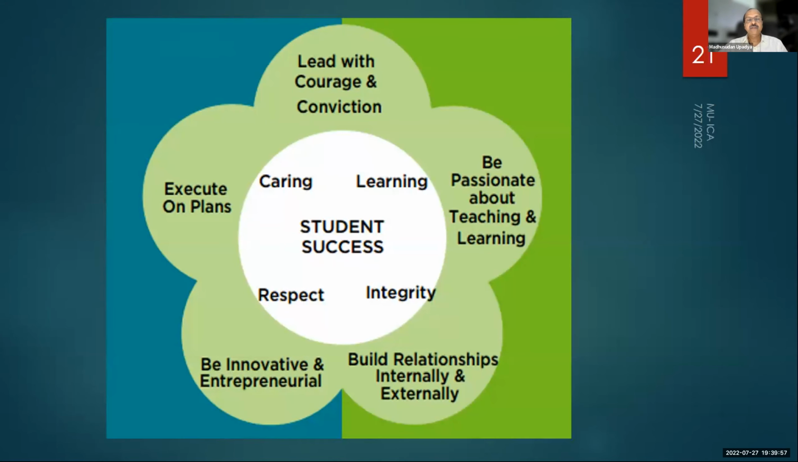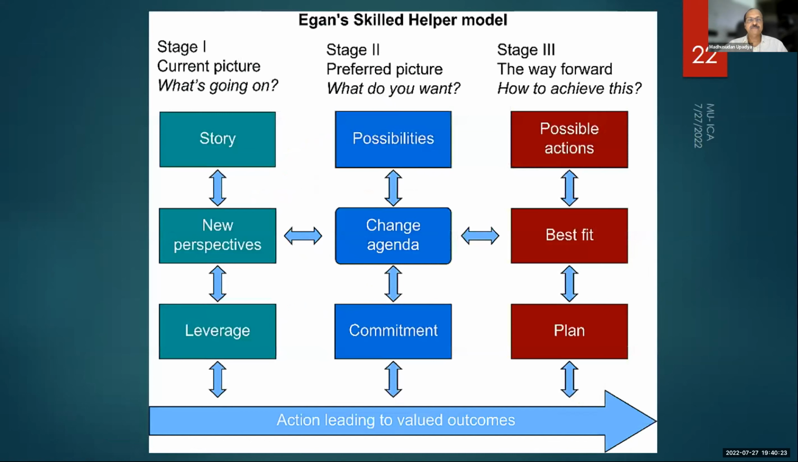These are the things in the inner circle: caring, learning, respect, and integrity you have to have when you are a mentor. And then you have to lead with courage and conviction, be passionate about teaching and learning, build relationships internally and externally, be innovative and entrepreneurial, and then execute on plans. All this, as a mentor, you have to make sure that you're adept at this and you will do it.